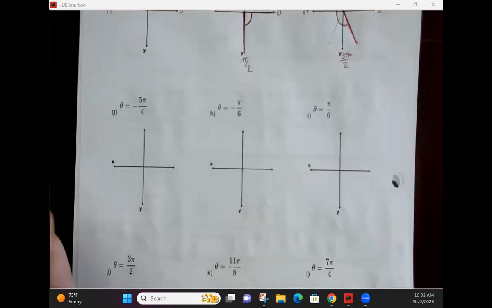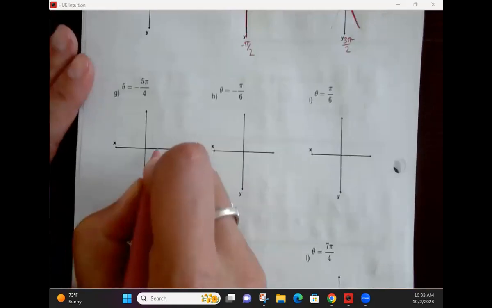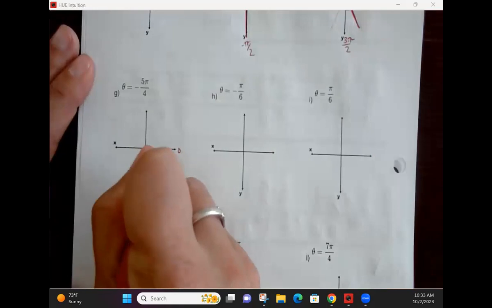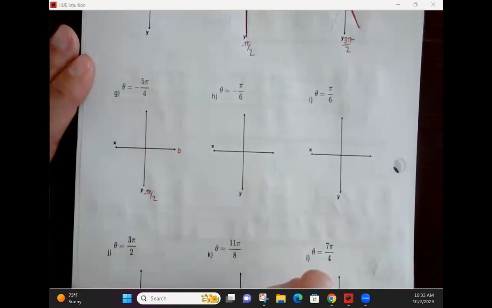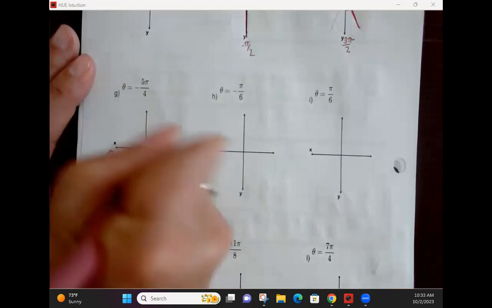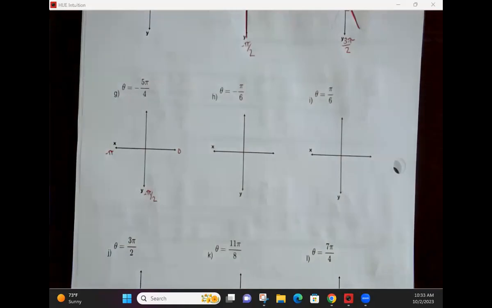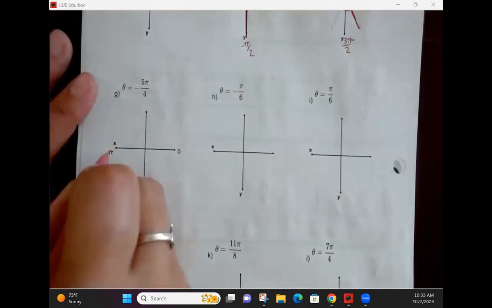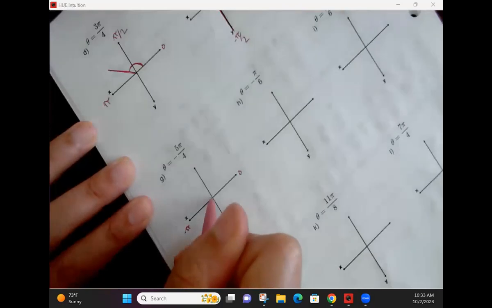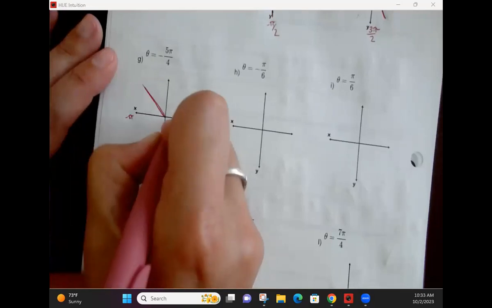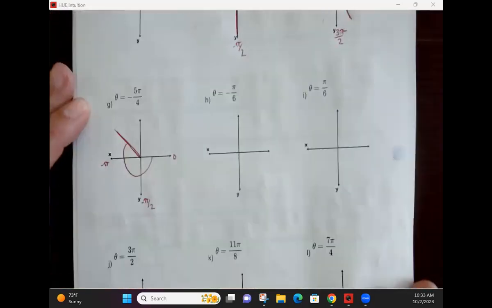Negative 5 pi over 4. So negative means I'm going to go around this way. So here's 0. This would be negative pi over 2, negative pi. We're going to be just a little greater than negative pi, right? 5 over 4 is 1 1/4. So negative 5 pi over 4 is going to be 1 more fourth. I'm going to go to here. And since it's negative, that's a clockwise angle.